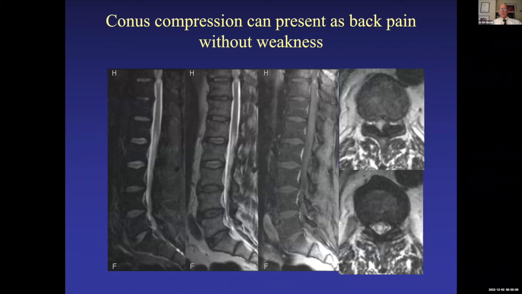And finally, well, next to last, I had 4 pearls, sorry. Don't forget the conus. Back in the old days of CT, we never saw the conus. Conus lesions often present with leg weakness, but they may not. The conus lesion, as you see here, T2I signal and enhancement, may present with pain first. So always look at the conus and comment on it. So you don't forget to look at it, always comment on it in your report.